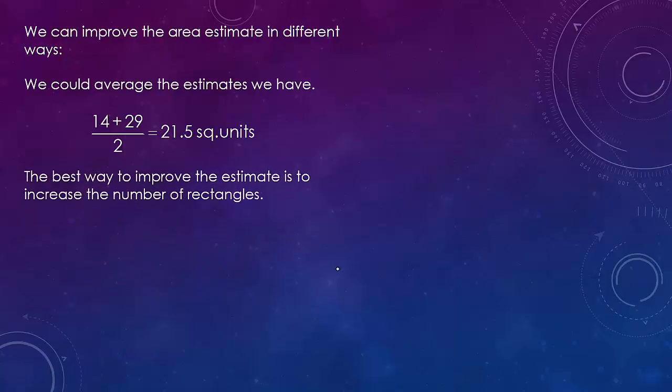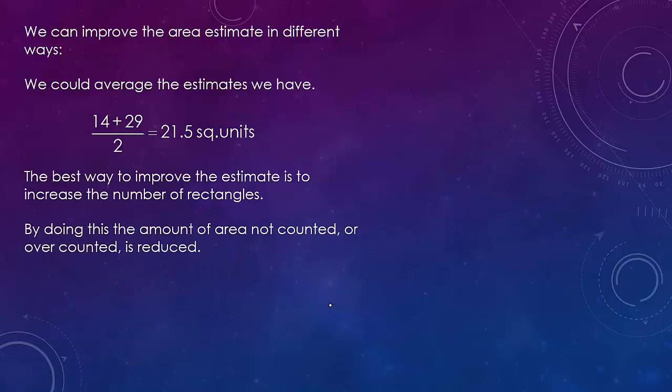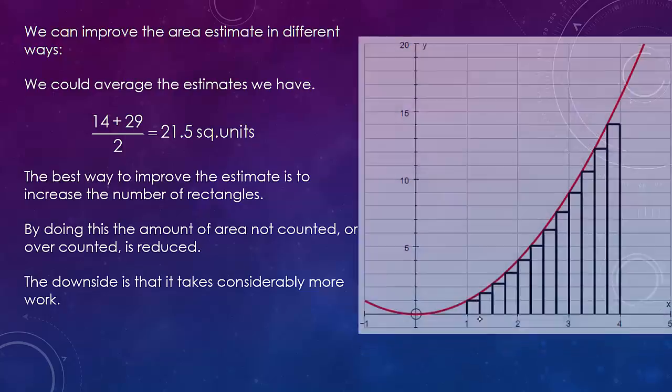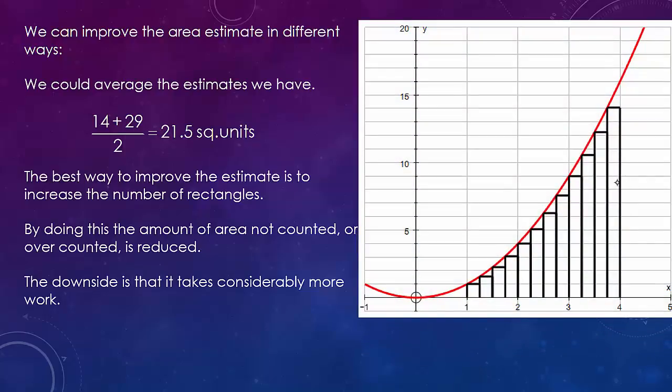The best way to improve the estimate is to increase the number of rectangles. By doing this, the amount of area not counted or overcounted is reduced. The downside is that it takes considerably more work to calculate the area of more rectangles. So, for example, here we can see that we have all these little bits of area that are not counted, but in total they're going to be smaller than when we had just 3 rectangles.